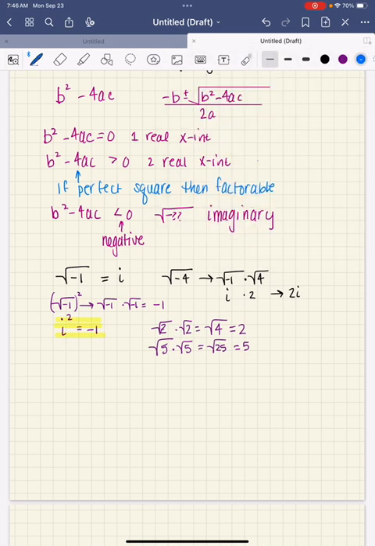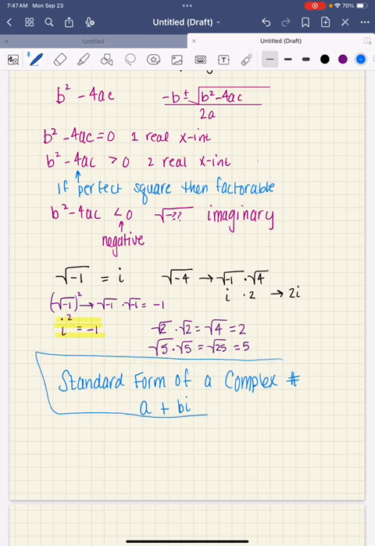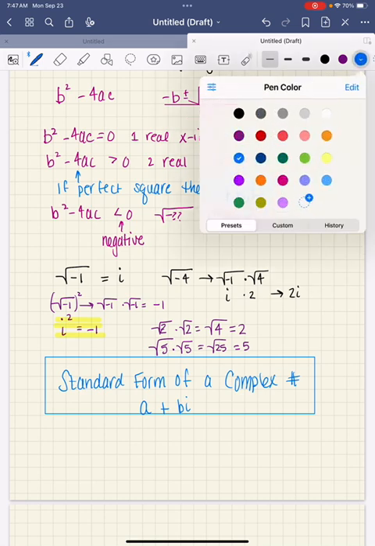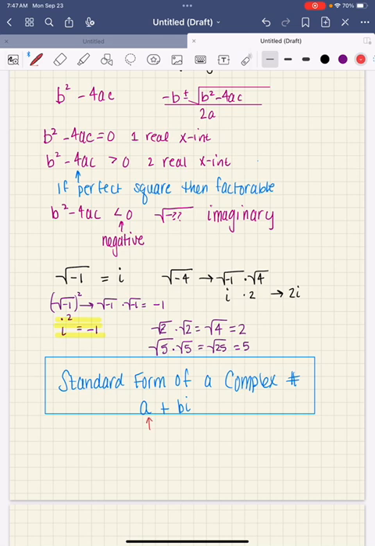Standard form of a complex number. Standard form of a complex number is a plus bi. Hopefully you recognize a and b from when we've been doing lines. They're also part of graphing quadratics. a is considered the real part of the number, and b is the coefficient on the imaginary number.